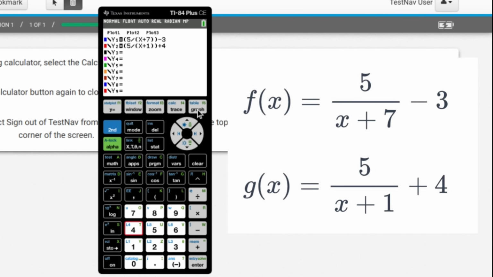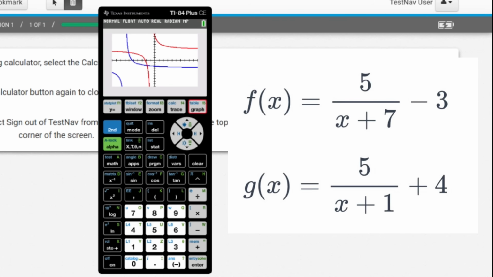Okay, what this is going to allow me to do if I hit graph is give me both graphs the way they originally look. If I'm using the color edition, I realize most schools don't have the color edition, in this case I see both colors for the different ones. So f of x, I believe, was blue, and g of x, I believe, was red.